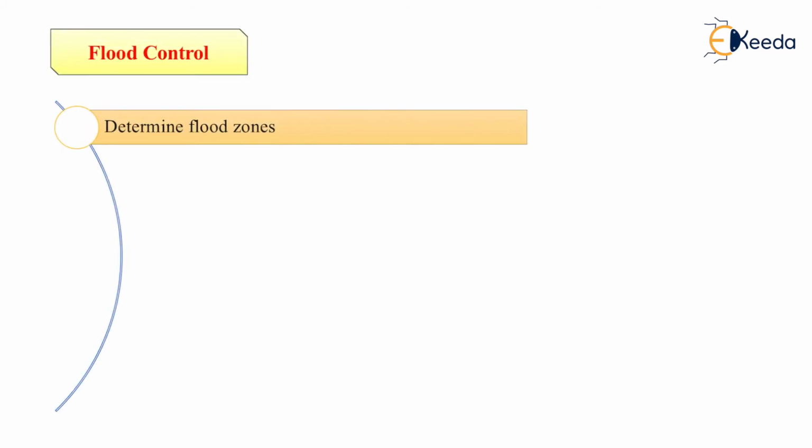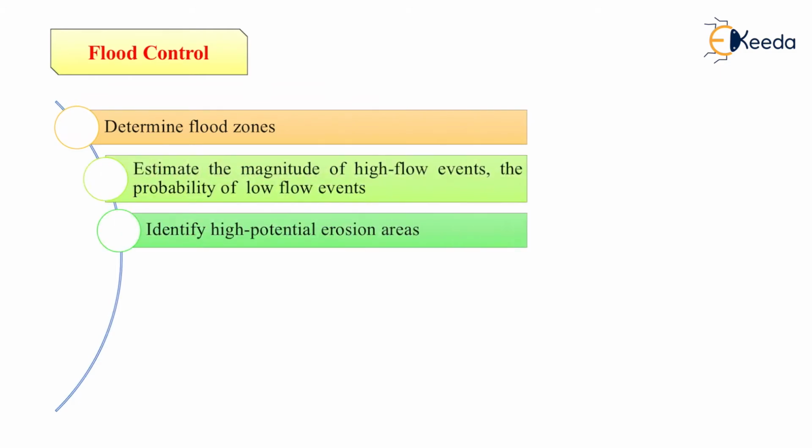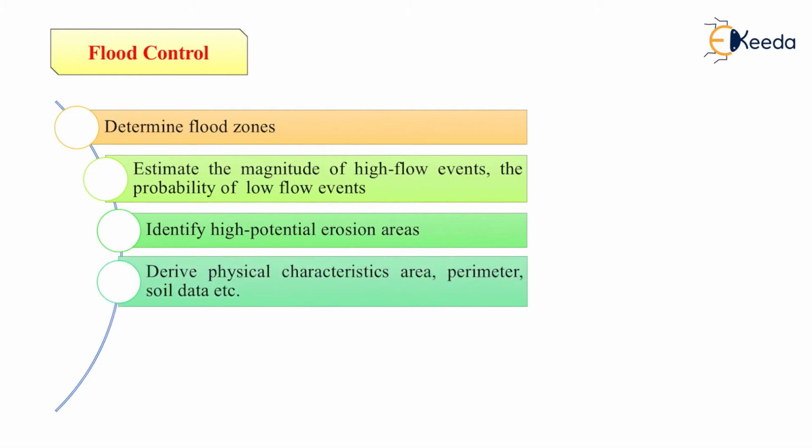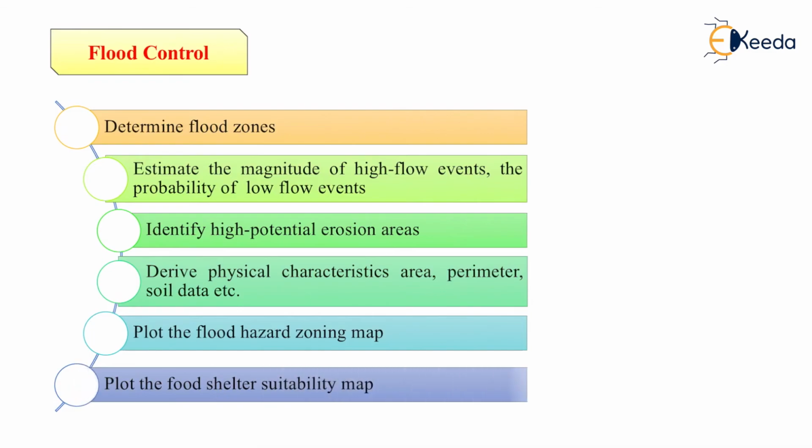Then in flood control also, it determines the flooded zone without being physically present over there. Then we can estimate the magnitude of high flow events and the probability of low flow events also. Then identify the high potential erosion areas where landslides may happen. And then derive the physical characteristics, area, perimeter, soil data, etc. And then plot the flood hazard zoning map so that we can move the people to the safe zone. And plot the flood shelter suitability maps.